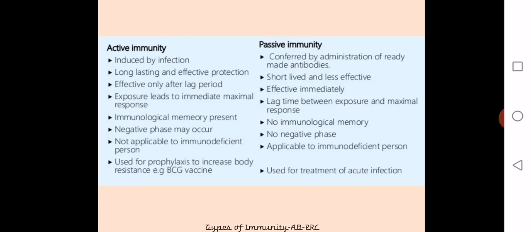There is memory present for active immunity, but no memory in passive. The negative phase is present in active and absent in passive. Active immunity will not be applicable for an immunodeficient person, which you can easily understand, but passive immunity is applicable. Usually vaccination is used for prophylaxis, and passive immunity is used for treatment of certain acute infections.